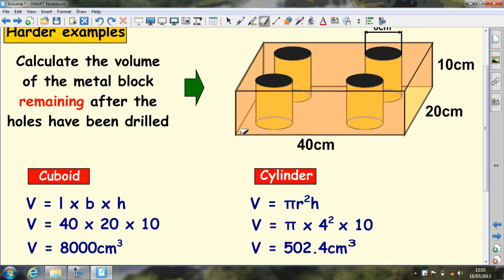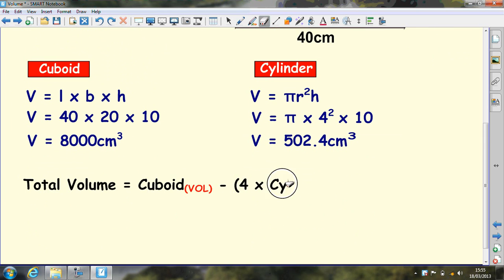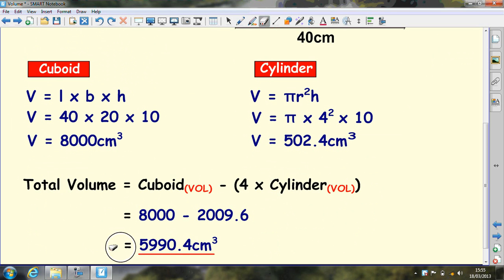Now, to get the volume remaining, you have to subtract 4 cylinders from the actual box shape, the cuboid. So to put that into mathematical terms, the total volume is the cuboid's volume, take away 4 lots of cylinders. So that's 8,000, and 4 lots of 502.4 come to 2009.6. The answer is 5,990.4 centimetres cubed. That's what's remaining.